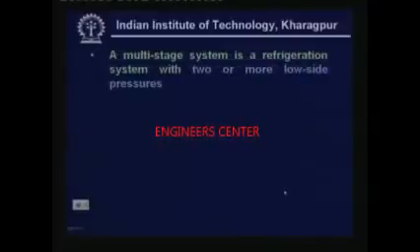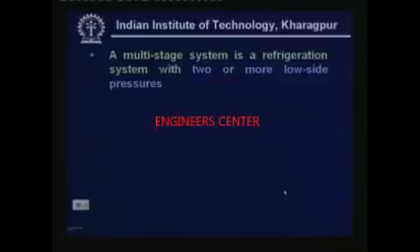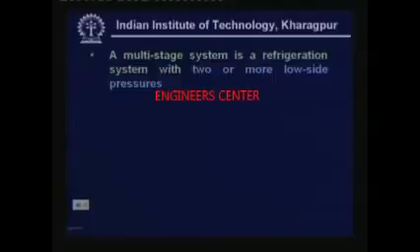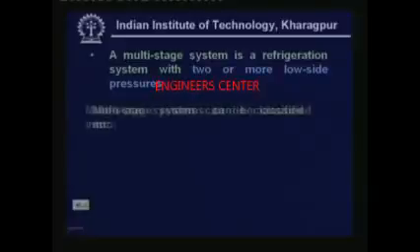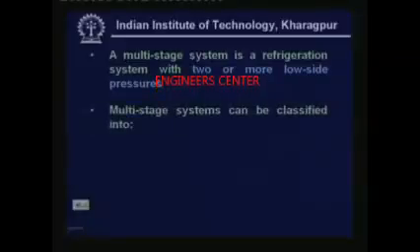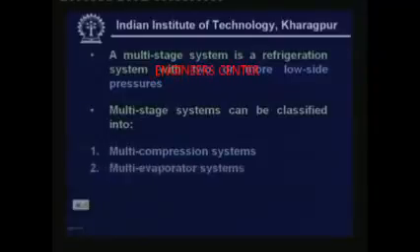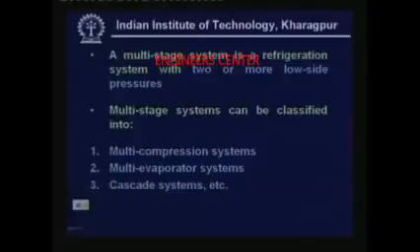So how do we define a multi-stage system? A multi-stage system is a refrigeration system with two or more low side pressures. So in general it can be anything, it can be 2 stage, 3 stage or more. Okay, it will have a single high pressure, but there will be more than one low pressure. Multi-stage systems can be classified into multi-compression systems, multi-evaporator systems, cascade systems, etc.